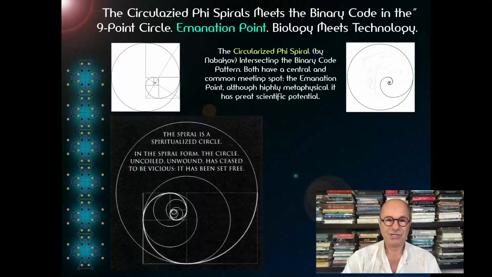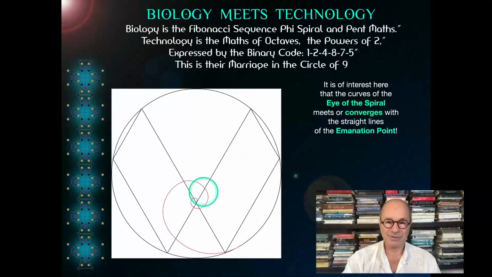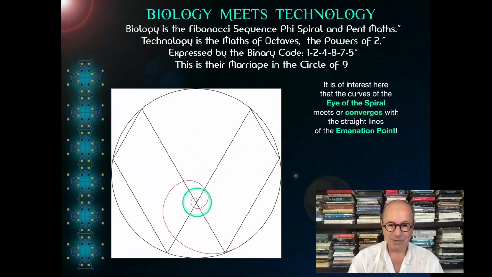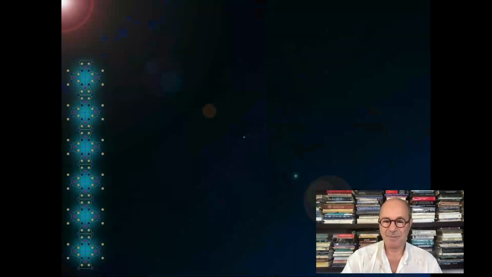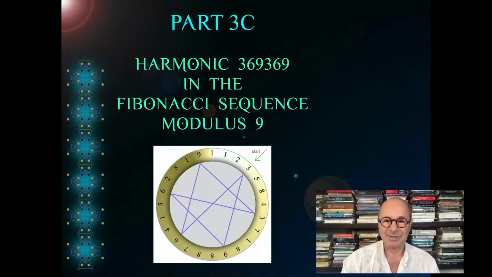I just wanted to show you that when you superimpose the golden spiral onto the binary code, they meet at this emanation point. The eye of the spiral meets almost approximately or exactly the center of the binary code. This is the importance of turning numbers into art, because then we get an understanding of how it works.